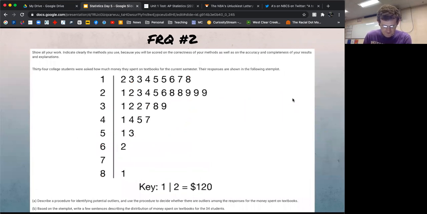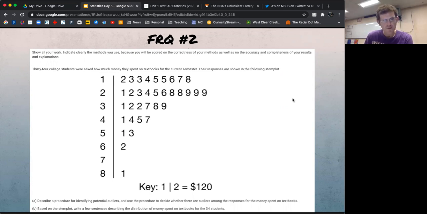And this one right here, we've got a stem plot or stem and leaf plot. 34 college students were asked how much money they spent on textbooks for the current semester. The responses were shown in the following stem plot. It's important to read the key because when I first looked at this, I was like, $12. Oh, it's 120. Even that's really low. You probably know books cost way more than that these days, but they just got rid of the 0 at the end. So that's how they decided to set this up.